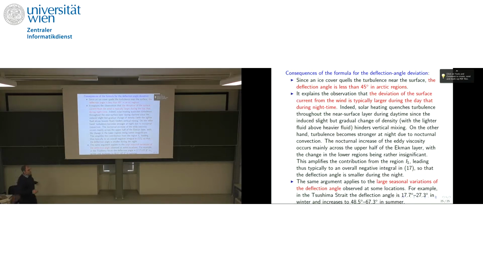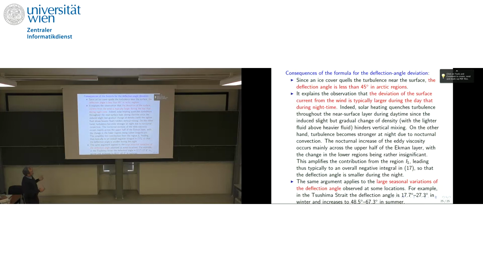So in Arctic regions, what you have is ice, typically, or some ice, and that quells the turbulence. So what it means is that near the surface, this will be smaller, typically, and so the relative sizes of the contributions from I0 and I1 will be such that the angle will be less than 45 in Arctic regions. It also explains why the deviation from the wind is typically larger during day than night.